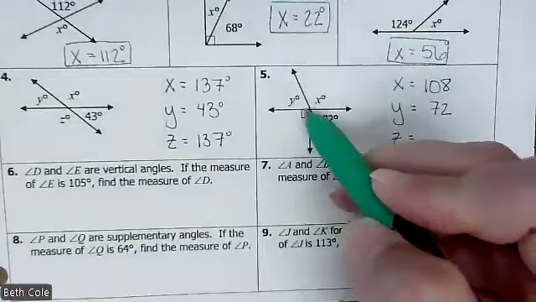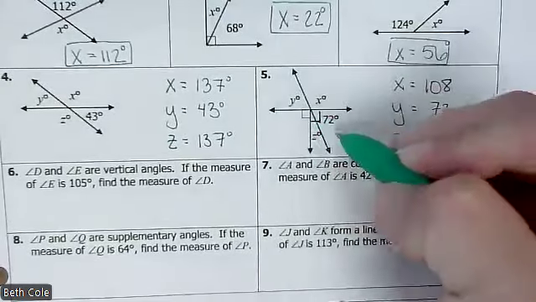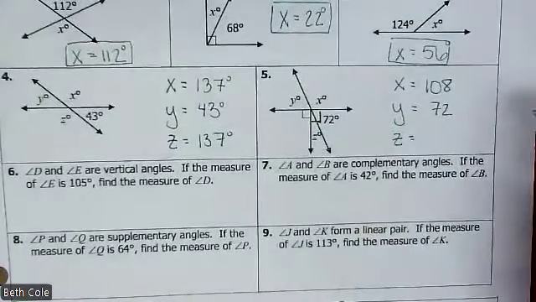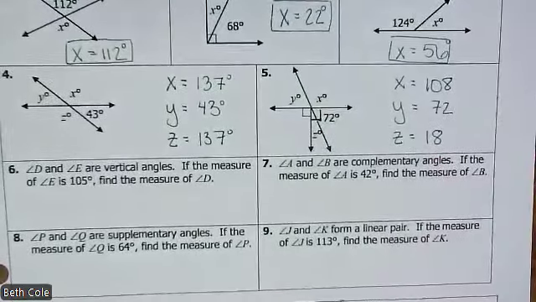And then do you see this little square here? Yeah, that means this is 90. So if you do 90 minus 72, no, it's 18. Good job, that is z.